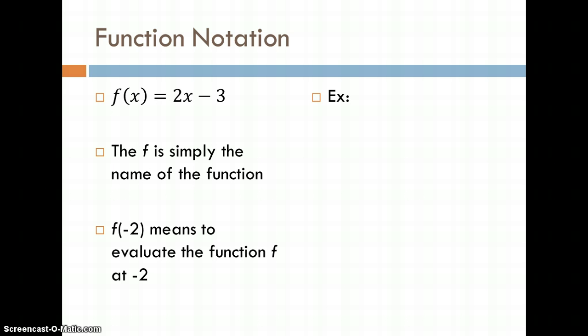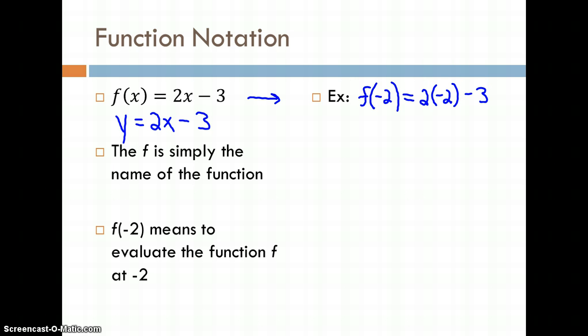Before, we would have given you something like y equals 2x minus 3, and say evaluate that when x equals negative 2. Well, we're doing the same thing here. For example, let's use f of negative 2. So f of negative 2 in this case means everywhere we see x, we substitute in negative 2. So I have 2 times negative 2 minus 3.